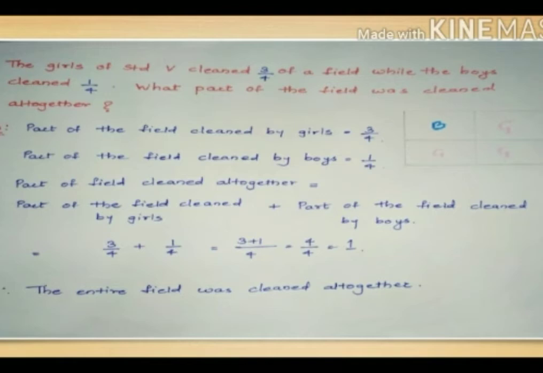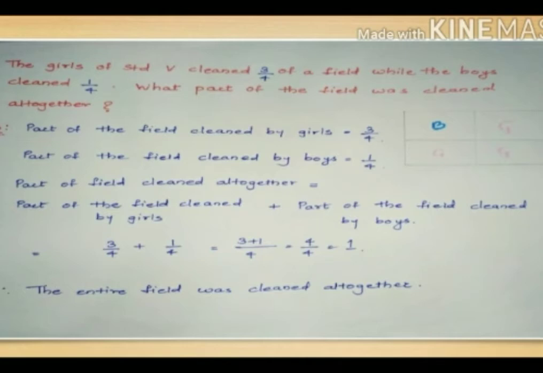Okay, so to find out what part of the field was cleaned altogether, we need to add part of field cleaned by girls and part of field cleaned by boys. So let's add 3 upon 4 plus 1 upon 4. Students, here also you can see the denominators are same, 4. So just add the numerators 3 plus 1, and write down the denominator as it is, 4. So the answer is 4 upon 4.